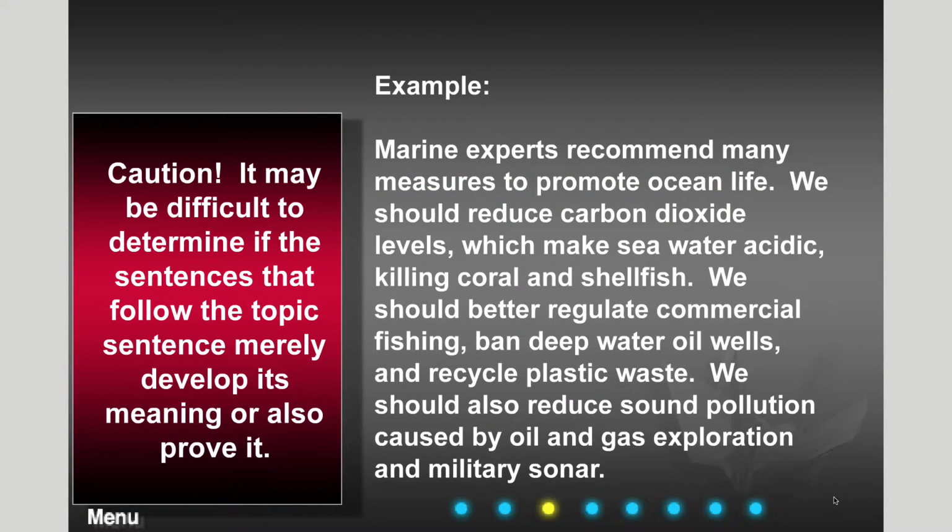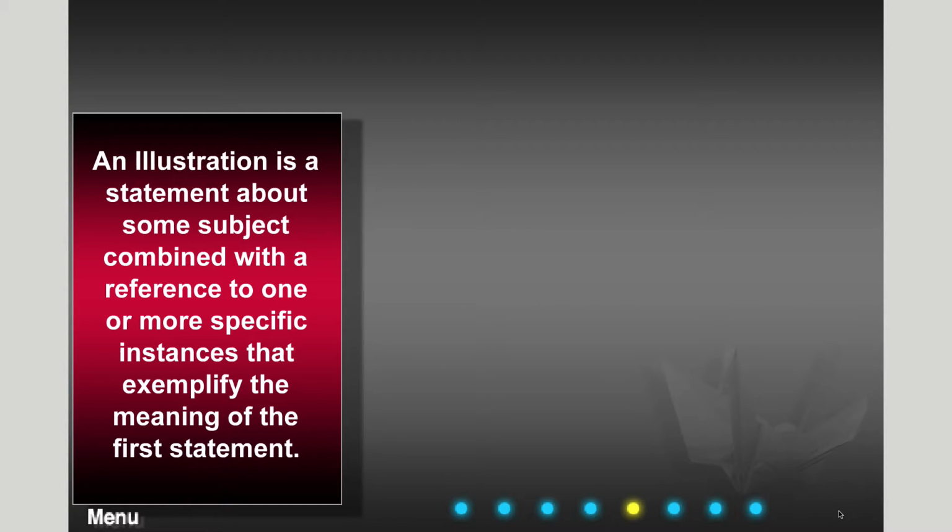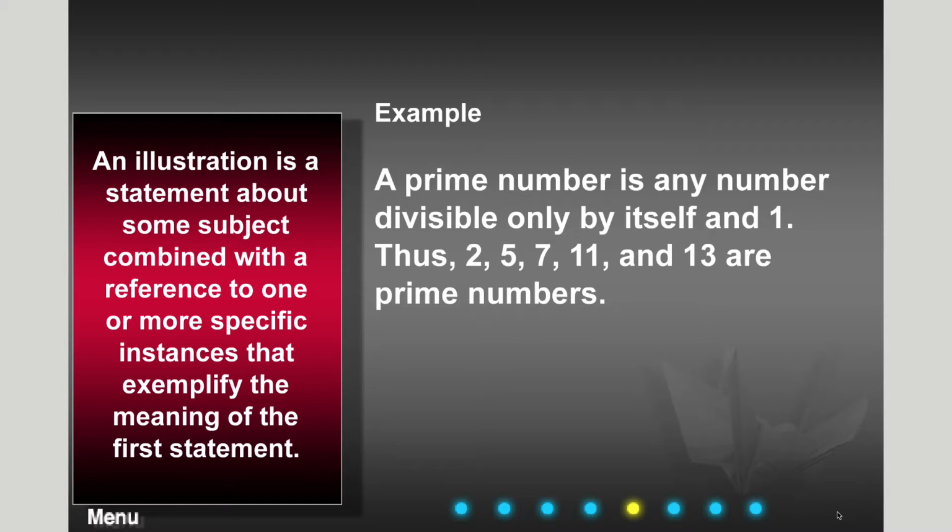So, caution: it may be difficult to determine if the sentences that follow the topic sentence merely develop its meaning or also prove it. If the subsequent sentences prove the topic sentence, then the passage is an argument. An illustration, on the other hand, is a statement about some subject with a reference to one or more specific instances that exemplify the meaning of the first statement. In other words, it gives a definition. All right? So it's an illustration.